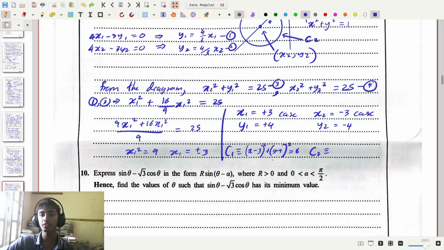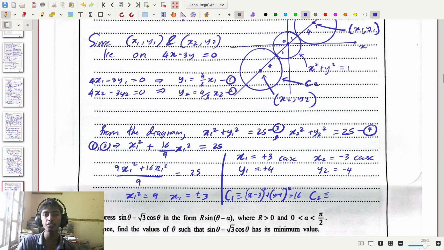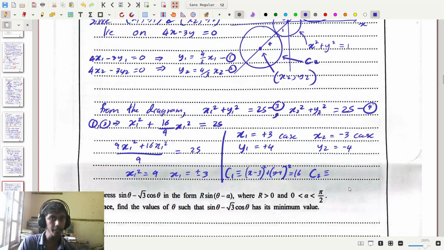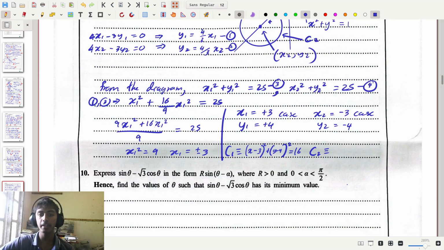Now if we take a look at C2, C2 has the similar radius of 4, but it has center negative 3 and negative 4. So therefore, if we do x minus x2 and y minus y2, we're going to get x minus negative 3, which is going to be x plus 3. So we have x plus 3 squared, and y minus y2, which is going to be y minus negative 4, which is going to be y plus 4 squared, and that's going to be equal to 16.